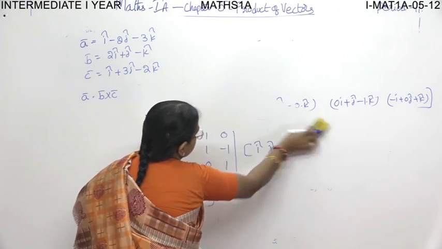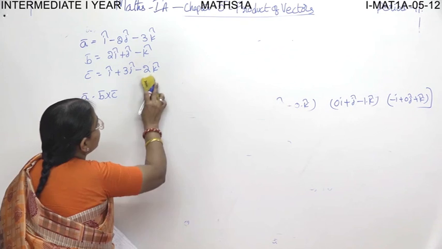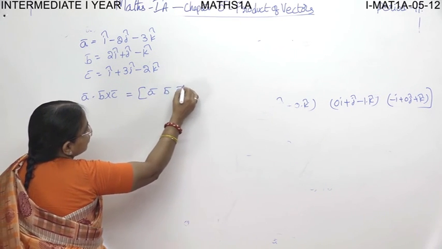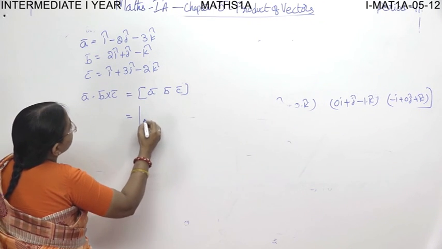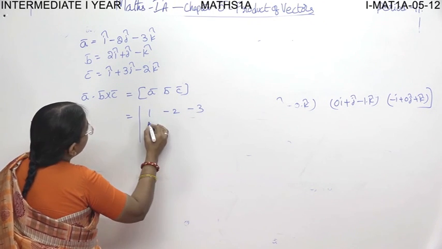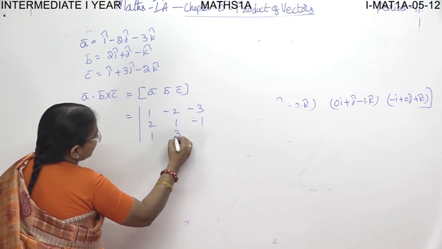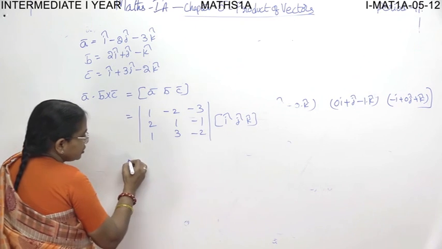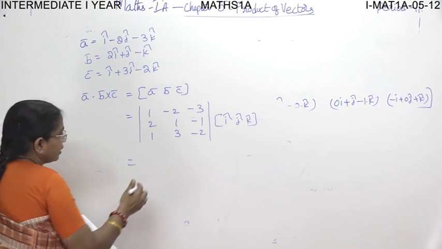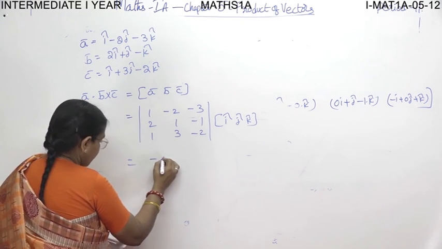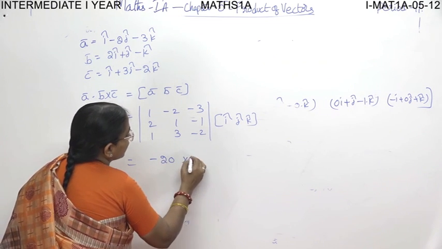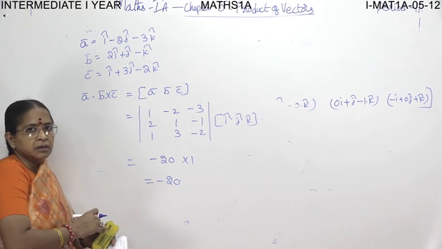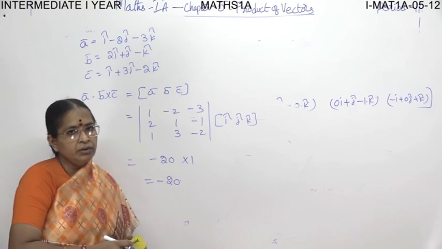A dot B cross C is the same type of problem. Here he has given the vectors A, B, C separately. So it is nothing but box ABC, which is equal to the determinant of 1, minus 2, minus 3; 2, 1, minus 1; 1, 3, minus 2, into box IJK. Just find the determinant value, you will get minus 20, and this you will get into 1. So the answer is minus 20. So like this we do the problems. Now we'll continue in the next period.